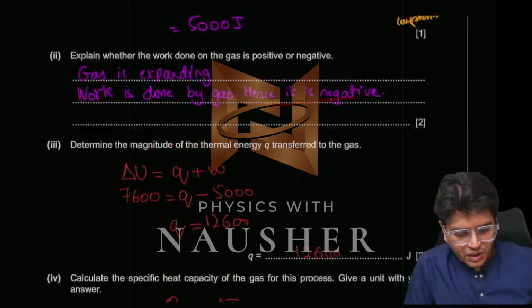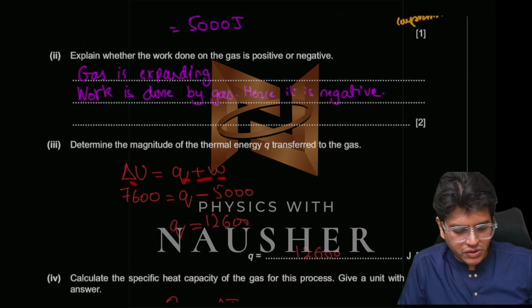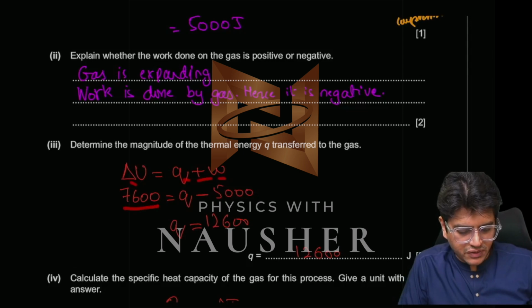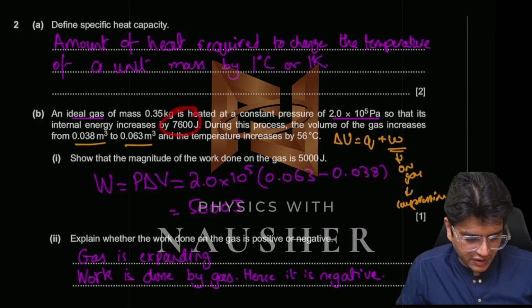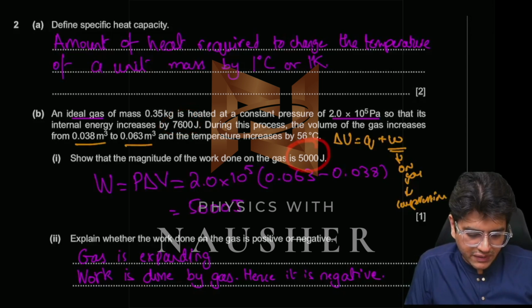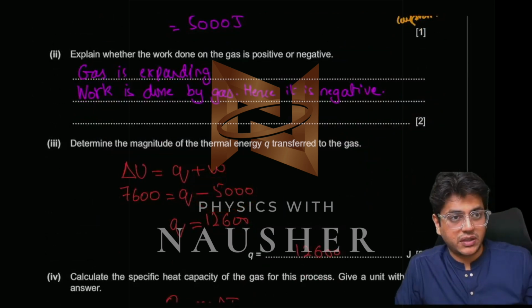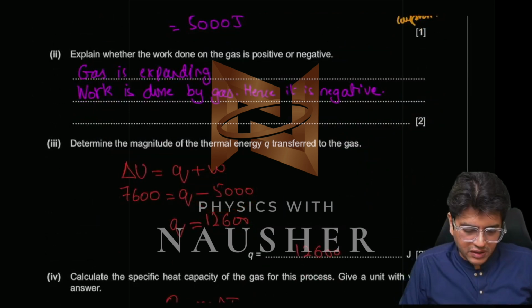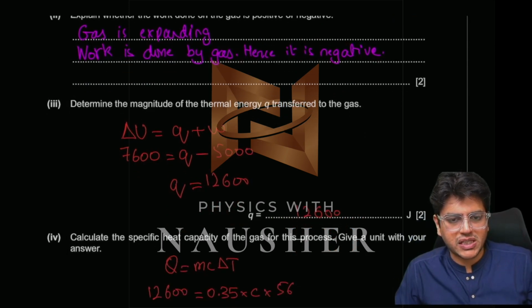Now, determine the magnitude of the thermal energy transferred. So delta U is equal to Q plus W. 7,600 was the increase in the internal energy, given over here. You've calculated this 5,000. Now this 5,000 will be written with a negative sign because this was work done by the gas. So your final heat supplied will be 12,600.